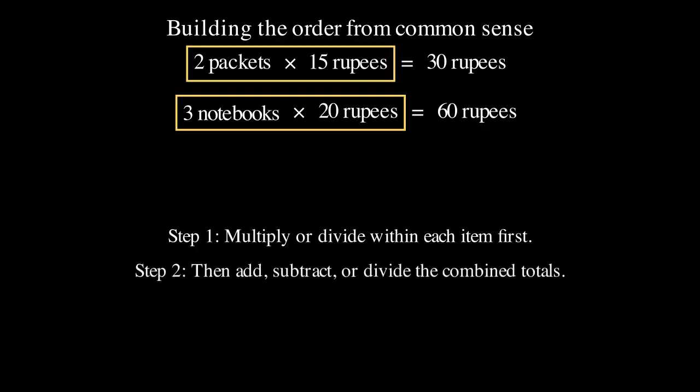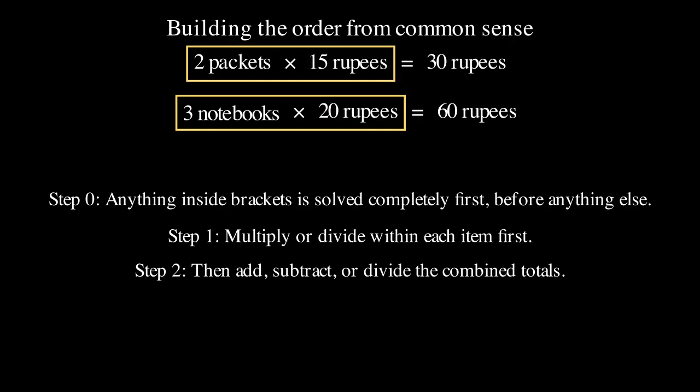So the sensible order is, first finish any multiplying or dividing that belongs to one item, because that tells you the true cost of that item, and only after that do you add, subtract, or split the totals. And if a part of the bill is written inside brackets, like a discount applied to a group total, that bracket is its own little bill you must finish first, before touching anything outside it.